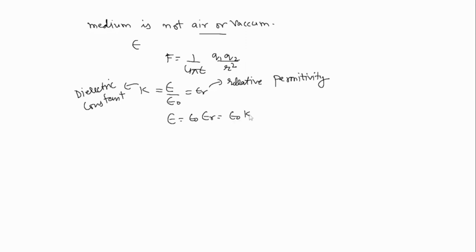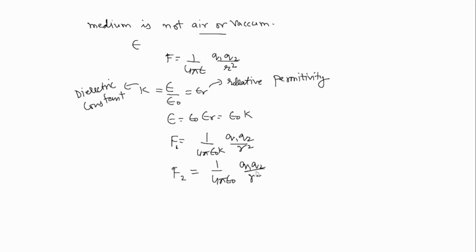into k. So what you can write is force F is equal to 1 upon 4 pi epsilon naught into k q1 q2 upon r square, when the medium is changed. Now you know that when the medium is air or vacuum, then the force is, say this is F1, this is F2, 1 upon 4 pi epsilon naught q1 q2 upon r square. Here we are not changing the magnitude of charges, we are not changing the distance, we are just changing the medium.